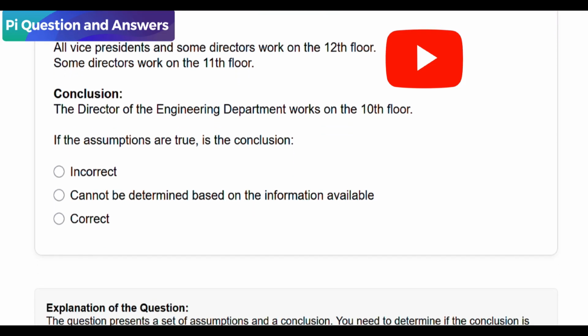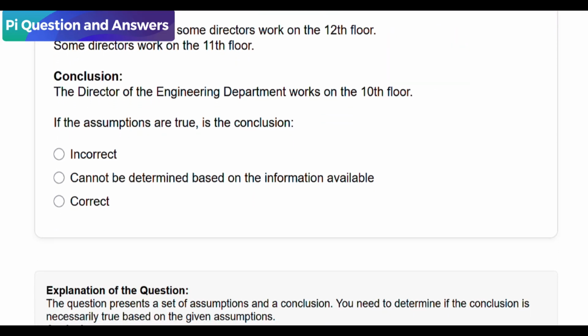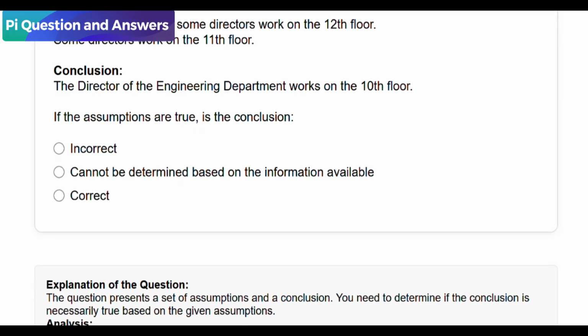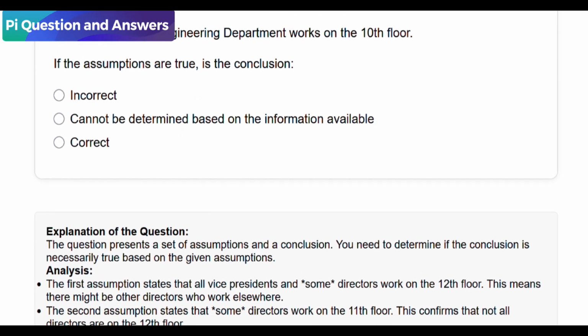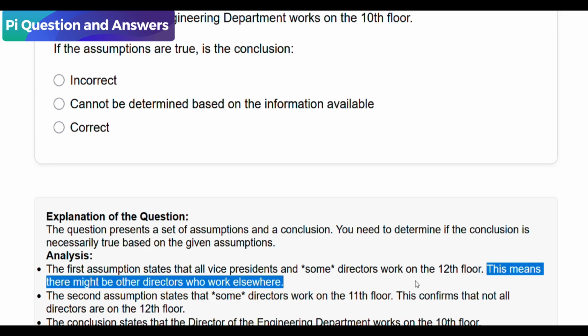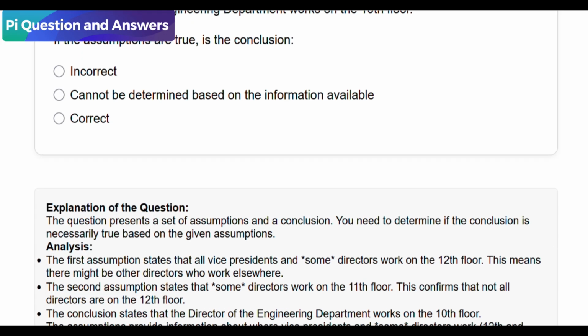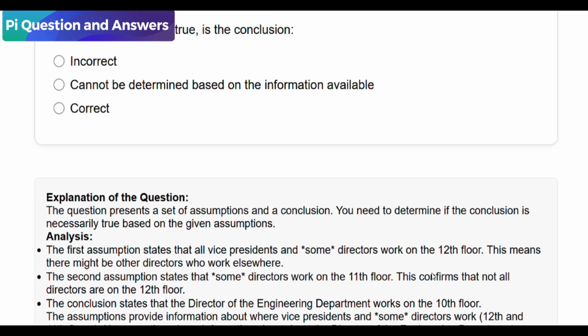Explanation of the question: the question presents a set of assumptions and a conclusion. You need to determine if the conclusion is necessarily true based on the given assumptions. Analysis: the first assumption states that all vice presidents and some directors work on the 12th floor. This means there might be other directors who work elsewhere. The second assumption states that some directors work on the 11th floor. This confirms that not all directors are on the 12th floor.